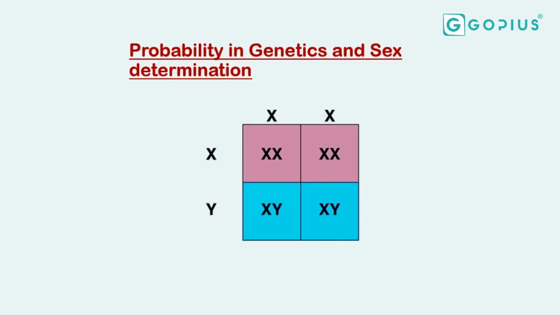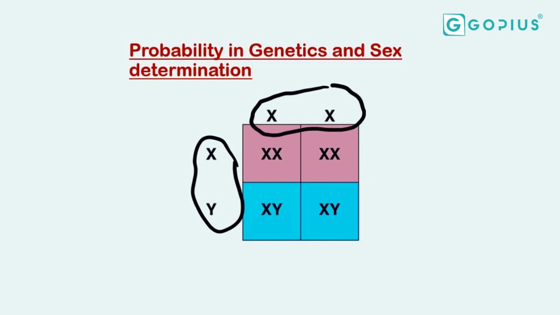Now, in the sex determination aspect, all individuals, human beings, when you talk about mammals, we have the XX chromosome and we have the XY chromosome. Which of them is for the male? The one that is for the male is known as the XY chromosome. The one for the female is known as the XX chromosome.